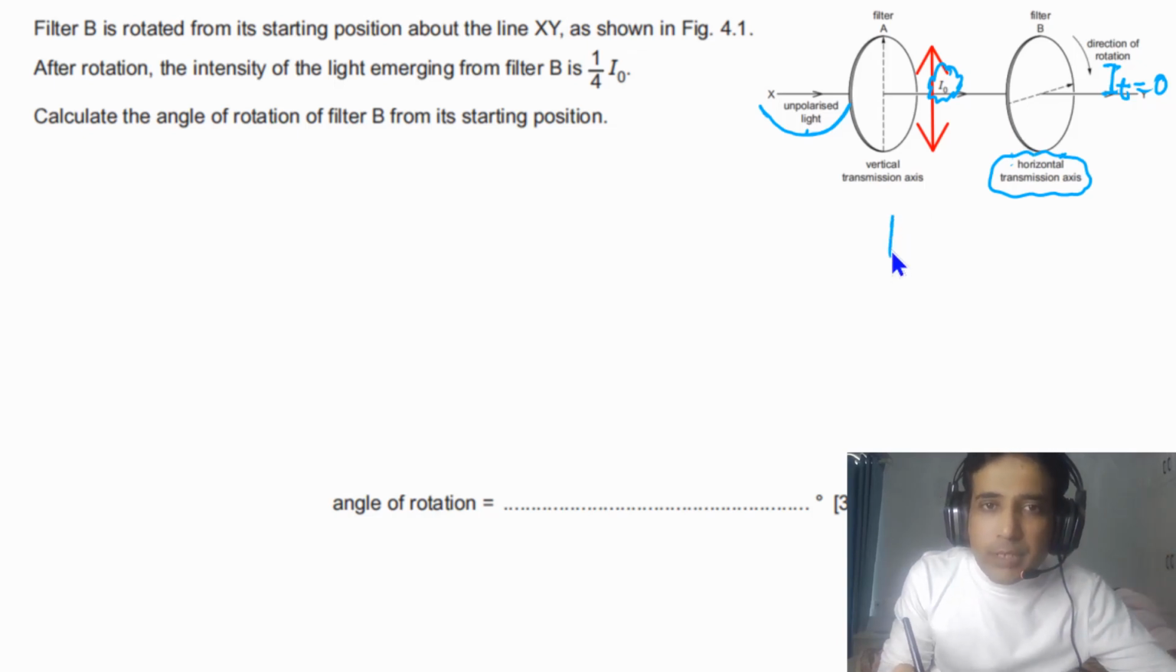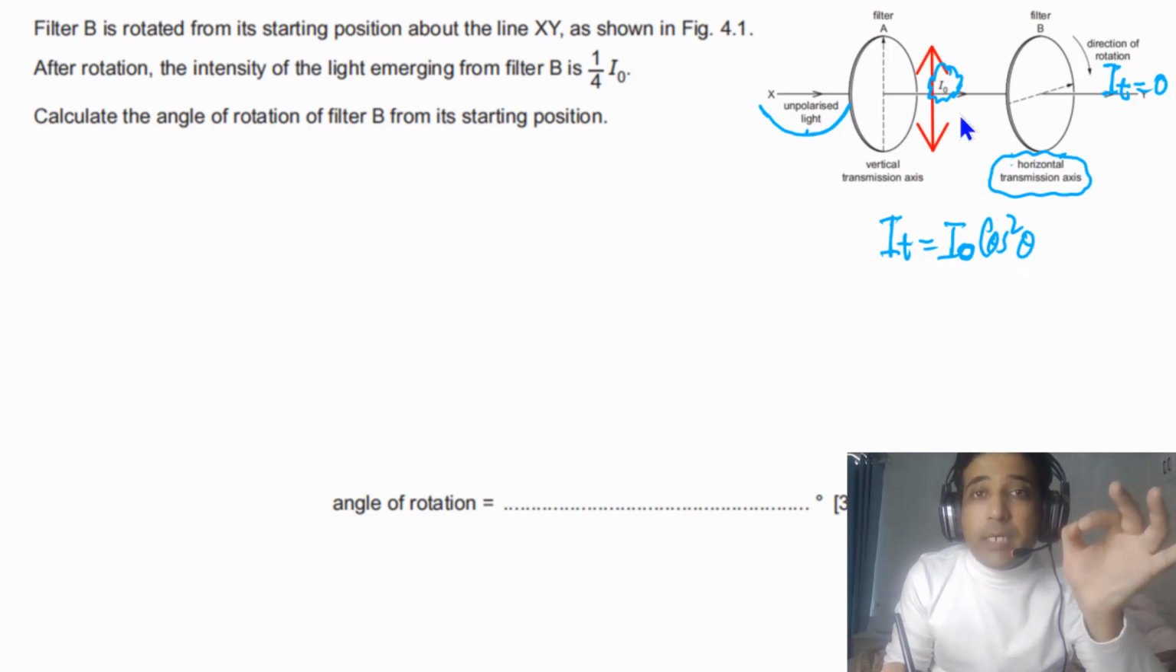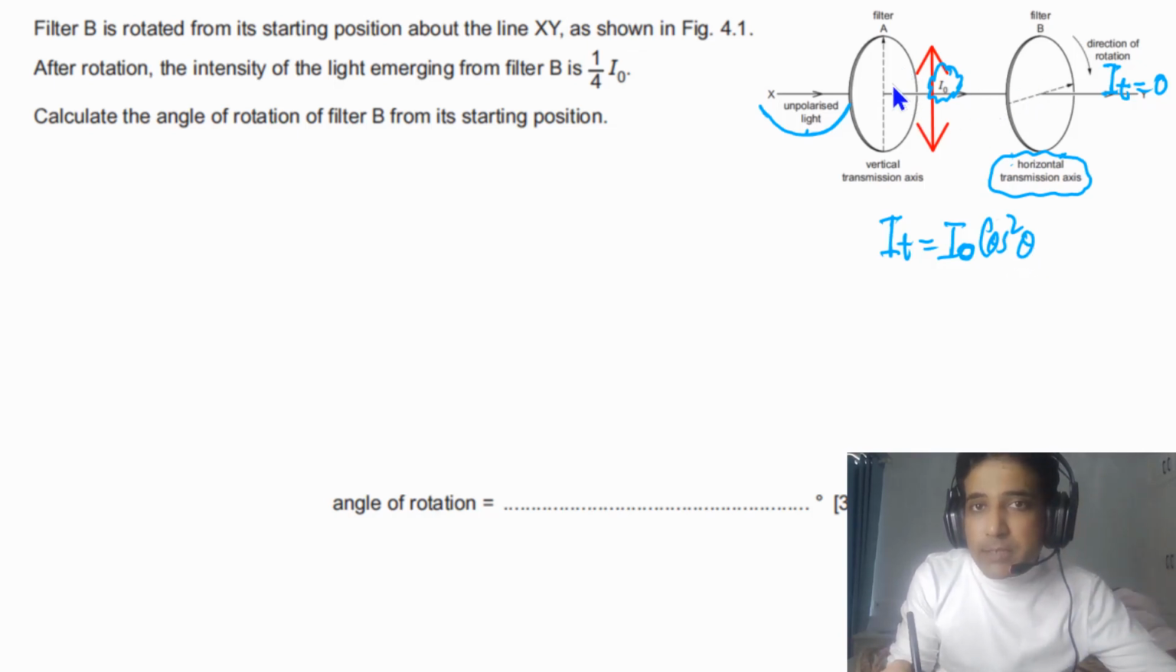You can also use Malus law. IT is equal to intensity of incident light times cosine squared of theta, and theta is the angle between these two transmission axes. And in this case, angle between transmission axes is 90 degrees and cosine of 90 is 0. So it means that IT in this case is equal to 0.